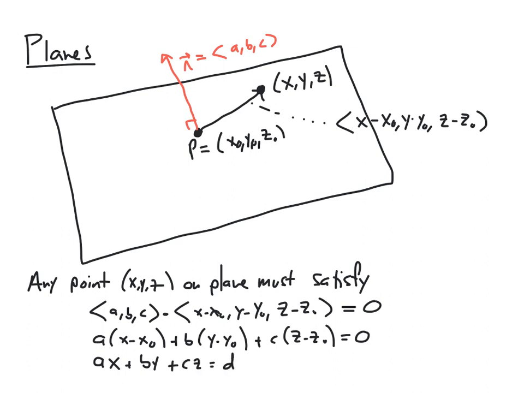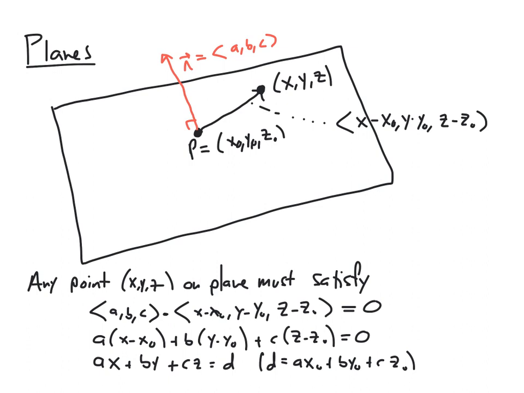equals d, where d, this is sort of unimportant, but just to see where this comes from, this is just ax0 plus by0 plus cz0. Right? But really the d is not that important. It just says that if we distribute all of the a, b, and c out, and we get some constant term there, we can just move that constant term to the other side. So we have ax plus by plus cz equals some constant, which we're calling d.